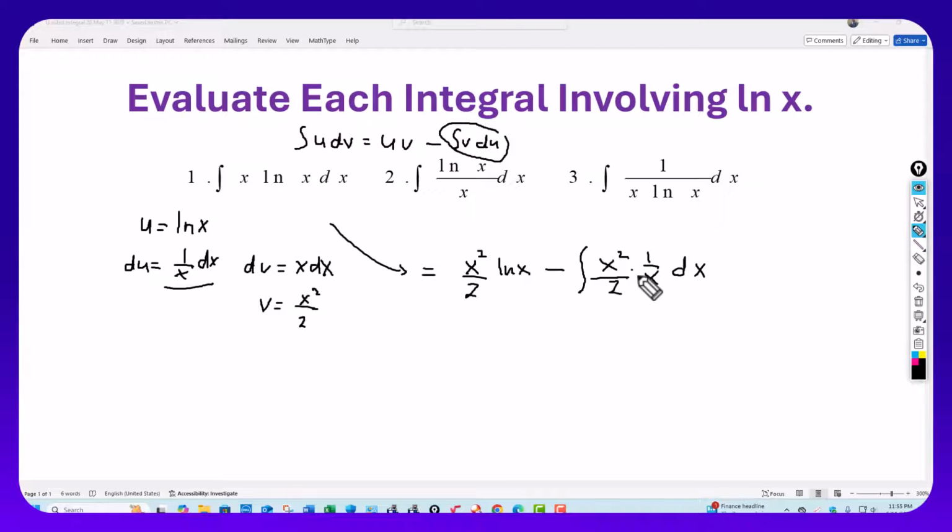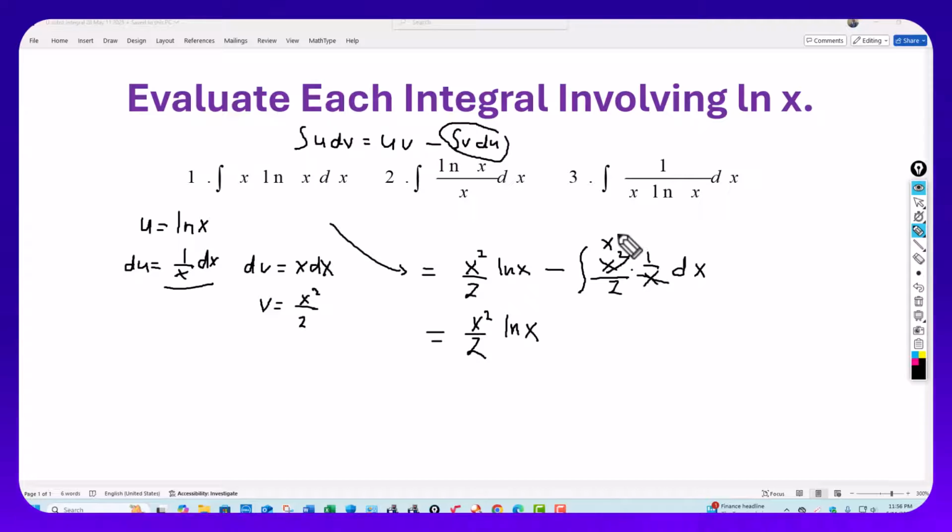We can simplify this. The x here cancels with x squared, leaving me 1 factor of x here. So basically this comes down to integrating x over 2 dx. The first part is already fixed. That's going to stay x squared over 2 ln of x. Like I said, for this one here, we're left with x over 2. The x here cancels, so we've got x over 2 dx.